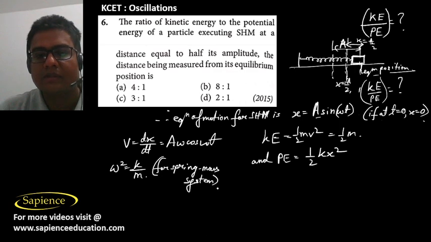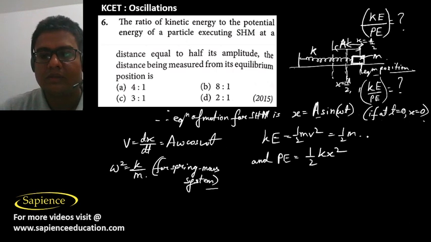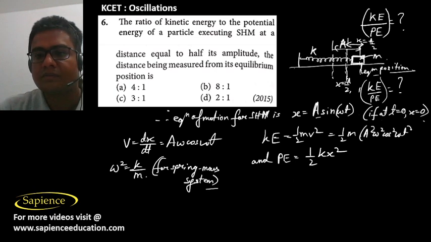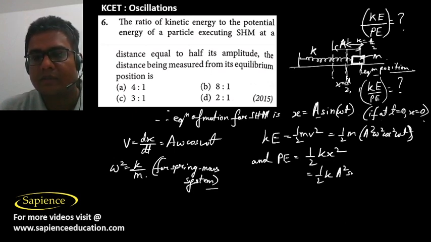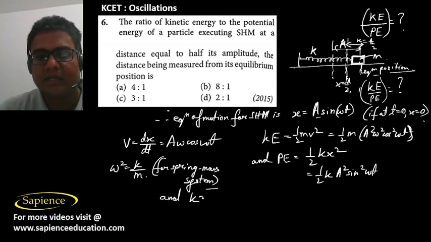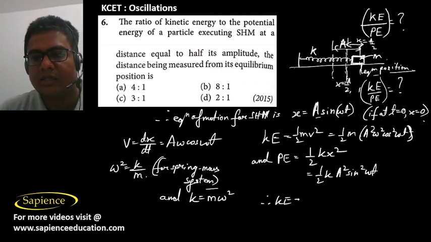So for spring mass system, the omega square is given as k by m, where k is the spring constant and m is the mass of the block which is performing SHM. So half mv square, we can say that is half m A square omega square cos square omega t, and half kx square will be half k into A square sine square omega t. And from here we can say k is equal to m into omega square. So therefore the kinetic energy can also be written as half k A square into cos square omega t.